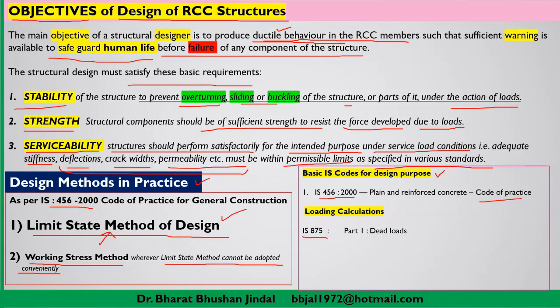There is a series of codes, IS 875. In Part 1, information regarding the dead loads is given. In Part 2, imposed or live load information is available. Part 3 is devoted to wind loads, wherever structures are subjected to winds of high velocity. Part 4 is devoted to snow load. Part 5, special loads and load combinations. Later on you will be able to understand all the details.